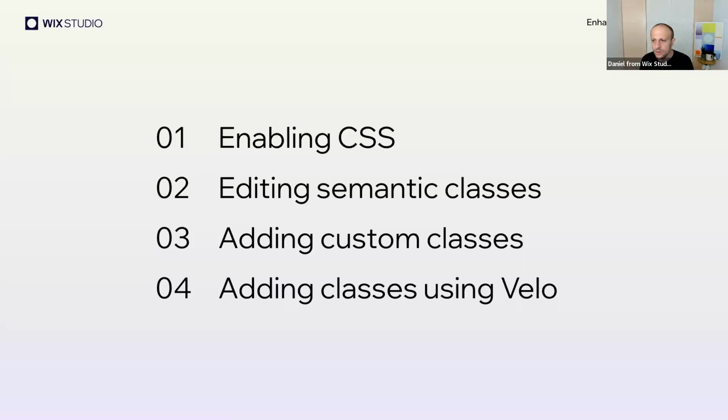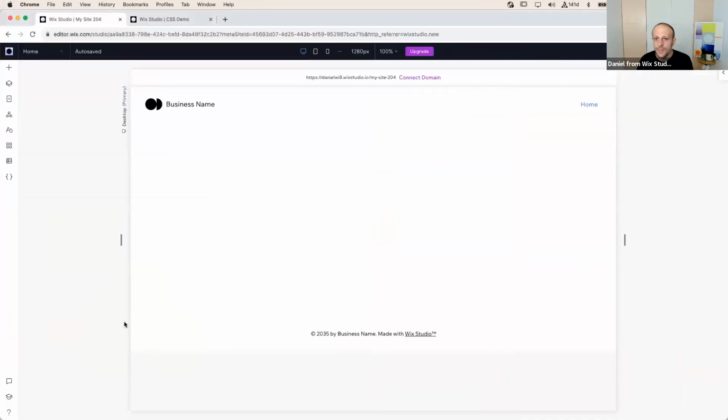Okay, so we'll get now to the hands-on demo. First of all, we'll see how we enable CSS on Wix Studio. And then we'll work with elements with the semantic classes, the global classes, and also custom classes. And we'll see also how to use Velo with CSS. And let's see how it works.